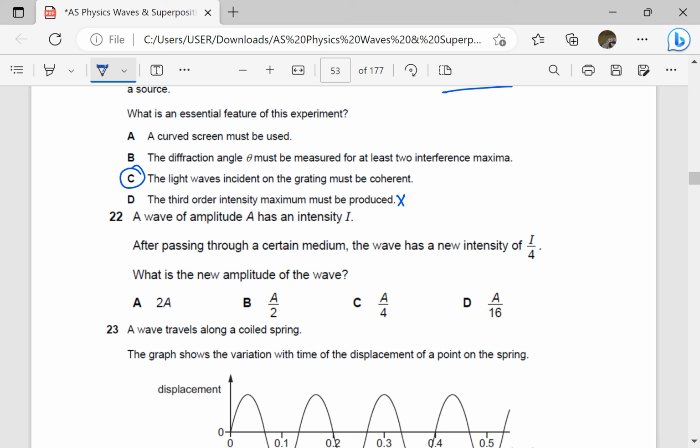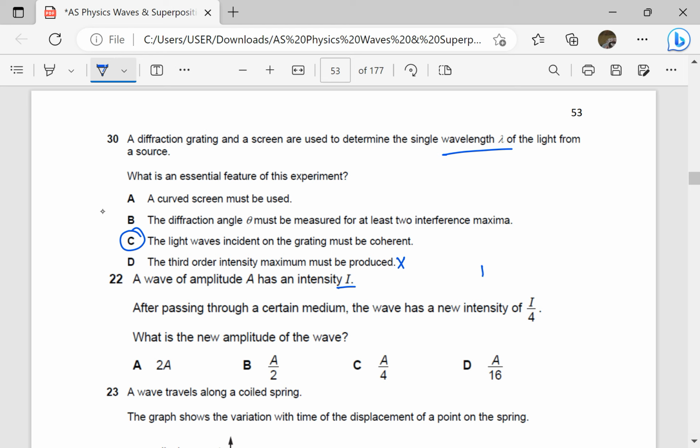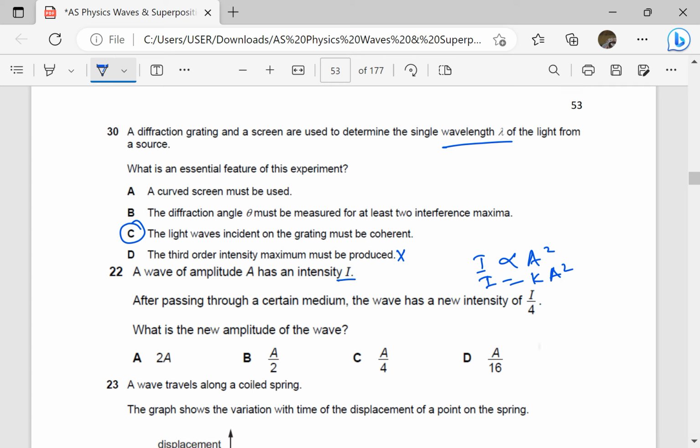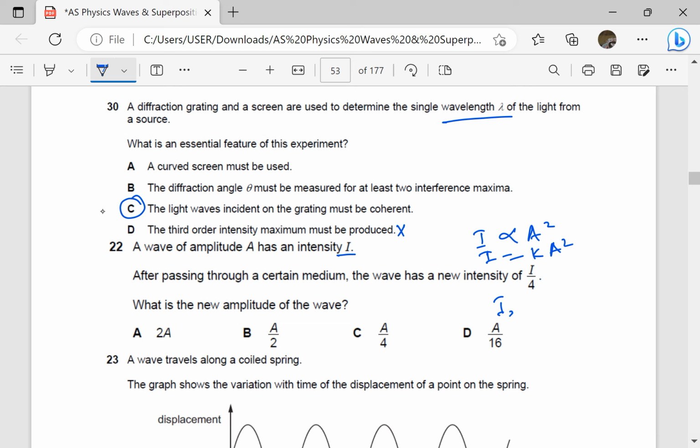A wave of amplitude A has intensity I. After passing through a certain medium, the wave has a new intensity of I/4. What is the new amplitude of the wave? Intensity is directly proportional to amplitude squared. For the first one, intensity is equal to K times amplitude squared. For the second one, the second intensity is going to be equal to K times the second amplitude squared. But the second intensity is I/4.